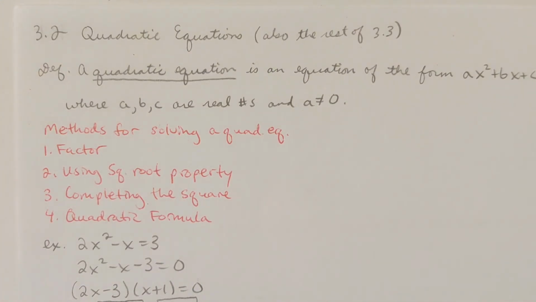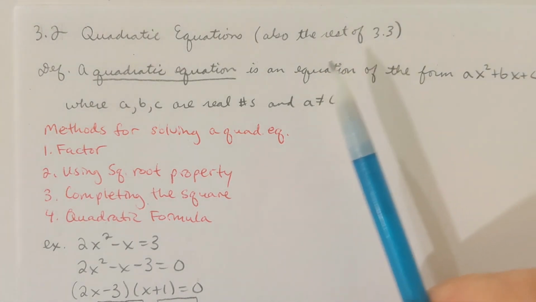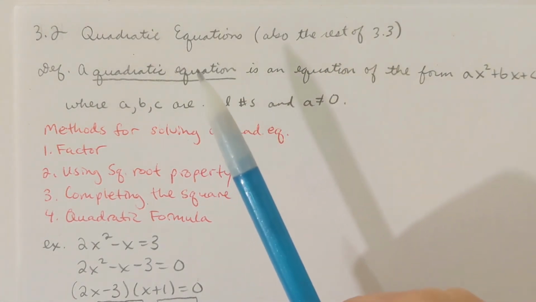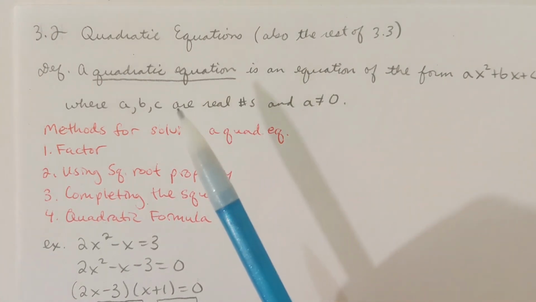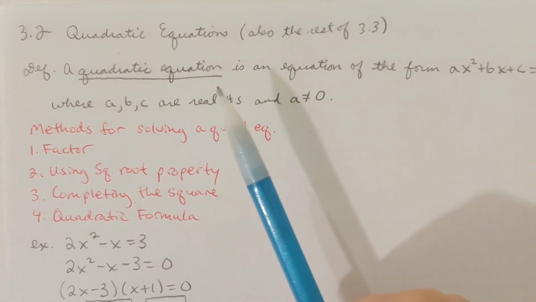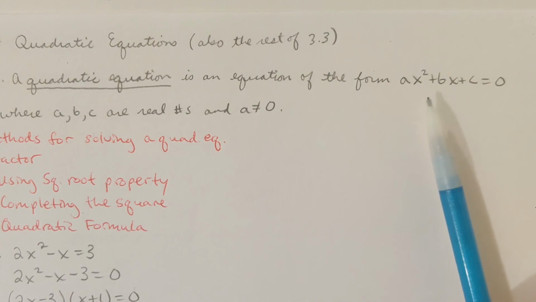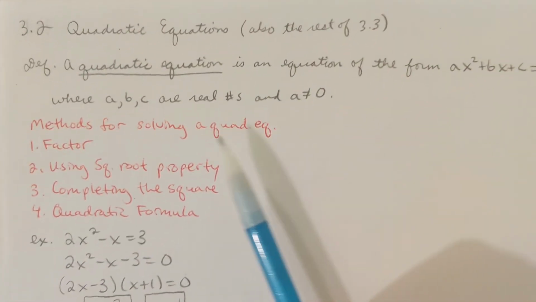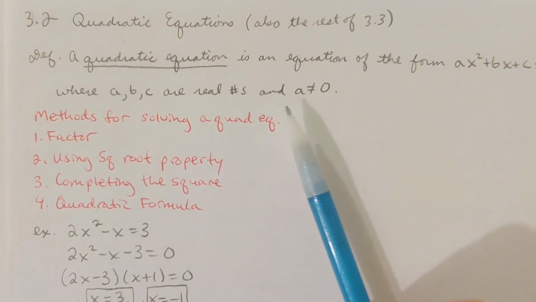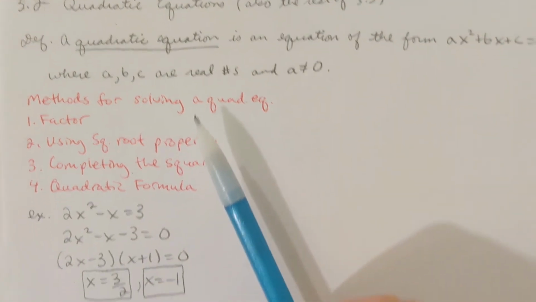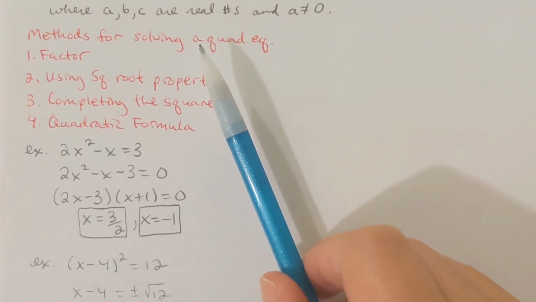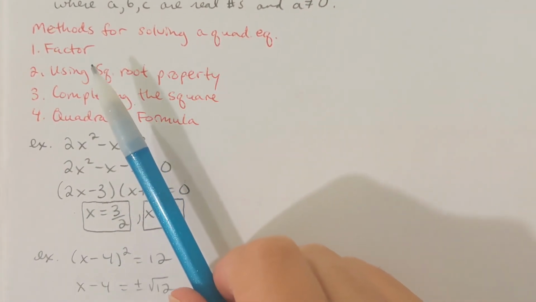Okay, we'll cover section 3.2 now, and also the rest of 3.3. So the topic here is quadratic equations. A quadratic equation is an equation of the form ax squared plus bx plus c equals 0, where a, b, and c are real numbers, and a is not 0.